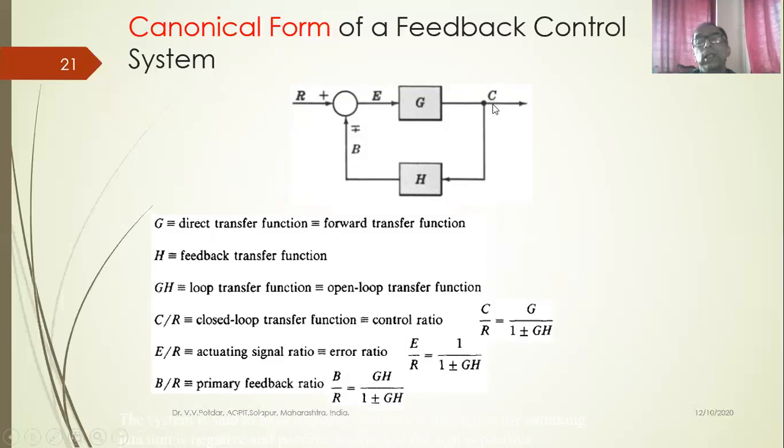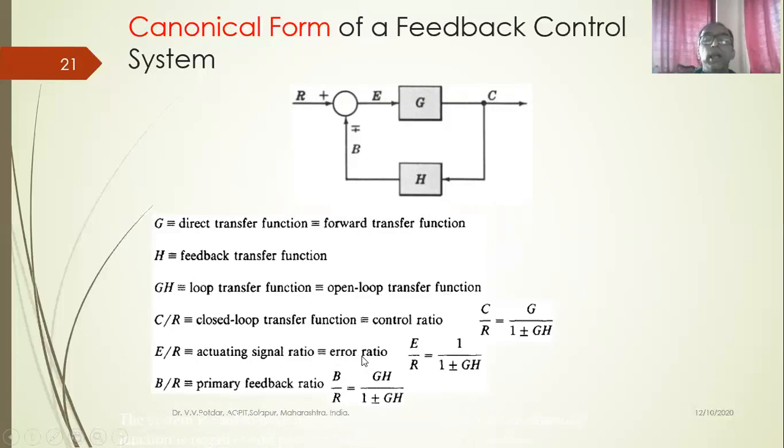C is the control signal. H is the feedback transfer function. G is the direct transfer function or forward path transfer function. H is the feedback transfer function. G into H is the loop transfer function or open loop transfer function. We have to remember these terminologies. Okay. C by R is the closed loop transfer function or control ratio. C by R for this system is G upon 1 plus or minus G into H. E by R is called the actuating signal ratio or error ratio.